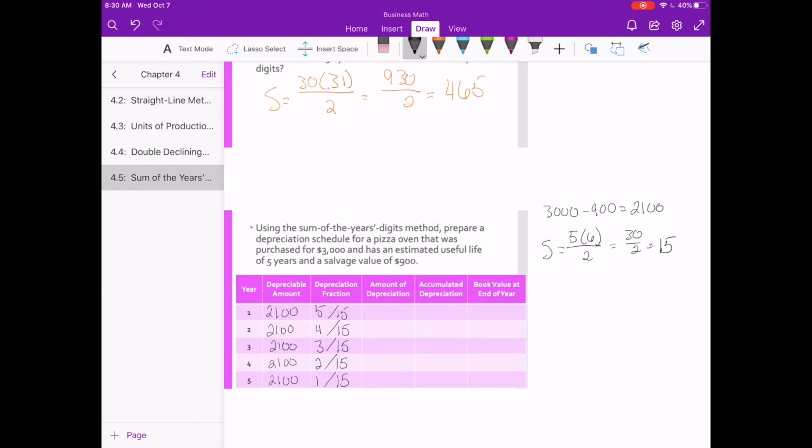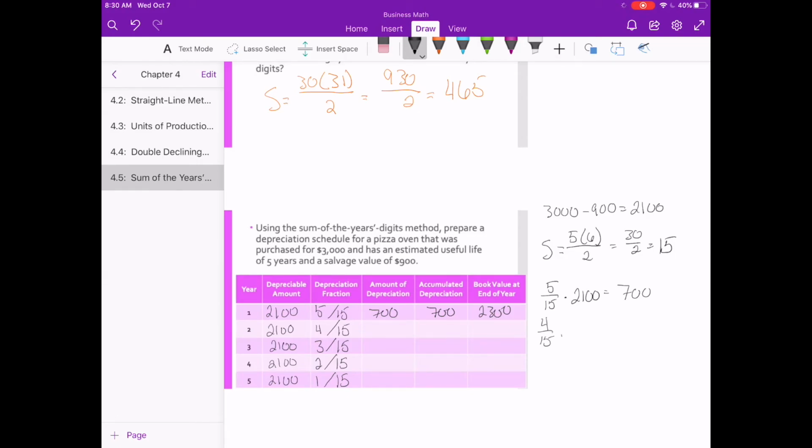To find the amount of depreciation for year 1, we're going to take 5/15 times 2,100 to get 700. So it depreciated $700 in the first year. The accumulated depreciation, since it's only the first year, is just $700. And our book value at the end of the year is the 3,000 original minus the depreciation, so 2,300. And then we continue that process going forward.